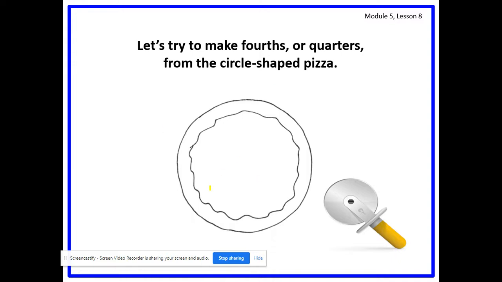Ready? So let's try to make fourths or quarters from the circle-shaped pizza. Go ahead and draw a circle and make fourths on the circle. Go. If you cut your pizza into fourths by doing this, you are correct because now we have 4 equal pieces, which is called fourths or quarters.